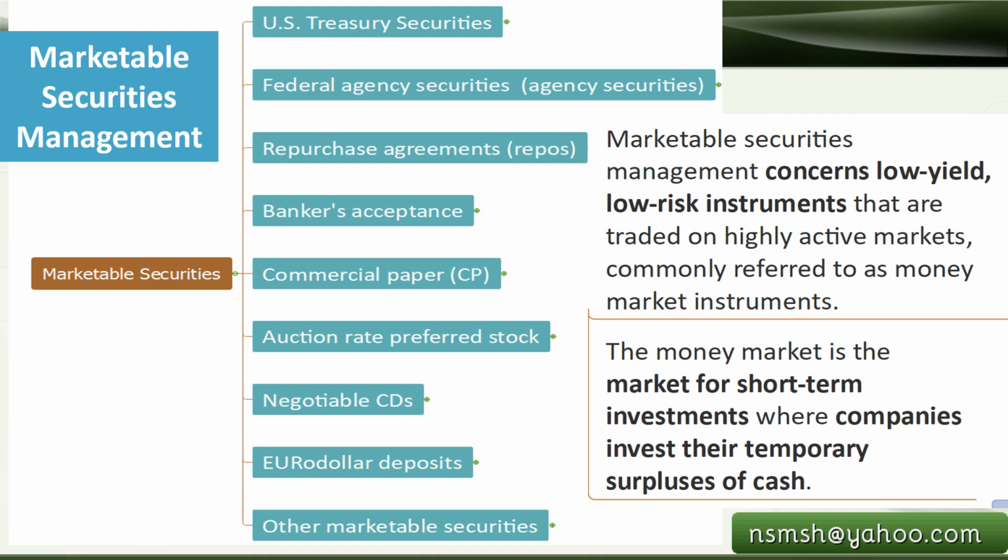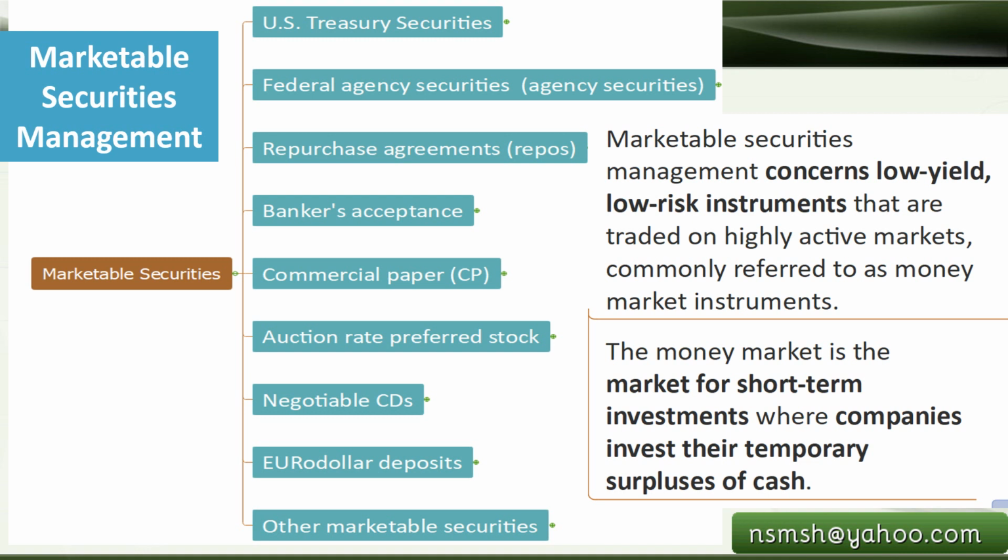Marketable securities management concerns low yield, low risk instruments. Why? Because marketable securities are considered near cash equivalents. So anytime they want, they can get back the cash. It is very short term. Therefore it is low yield and also low risk, and these are traded on highly active markets, commonly referred to as money market instruments. The money market is the market for short-term investments where companies invest their temporary surplus of cash.